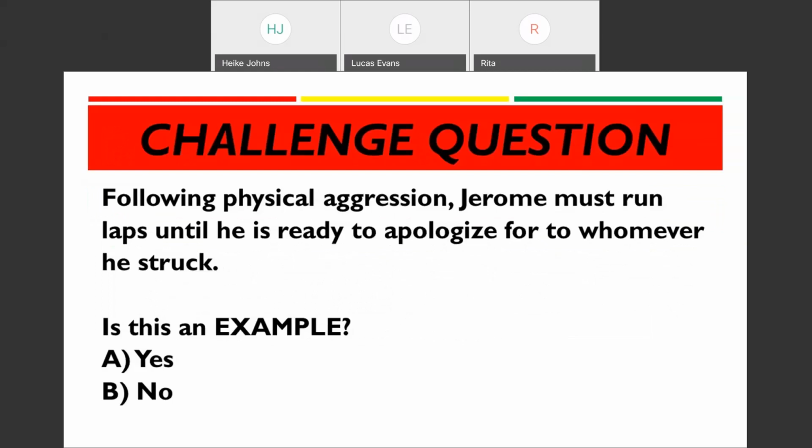Following physical aggression, Jerome must run laps until he is ready to apologize to whomever he struck. I know that's written awfully, but after Jerome hits somebody in the face, he has to run laps until he is ready to apologize to whoever he hit in the face. Would you think that this is an example or a non-example?